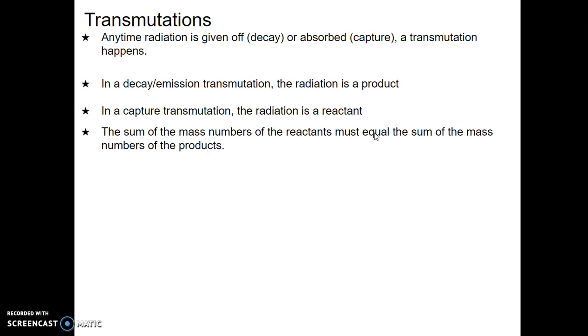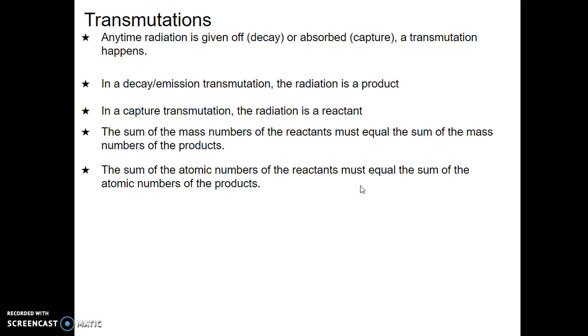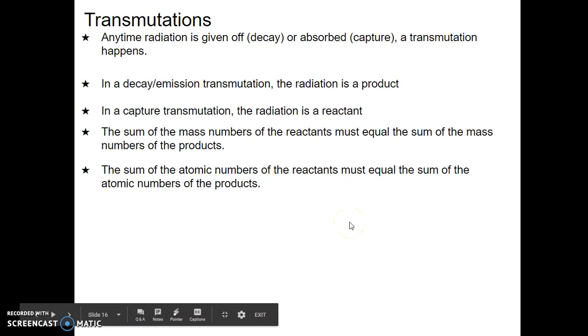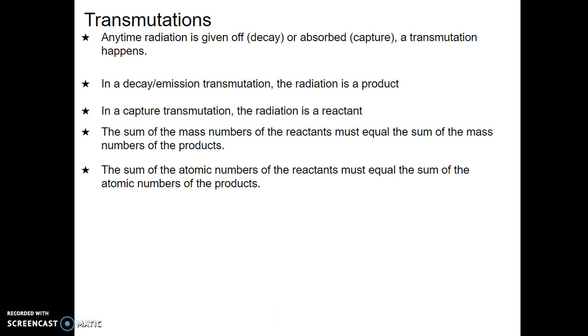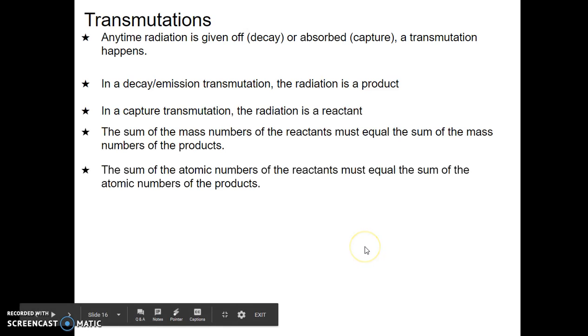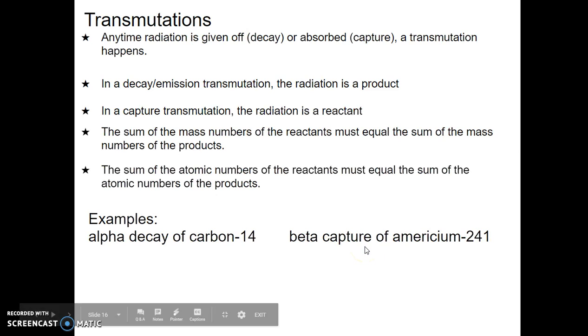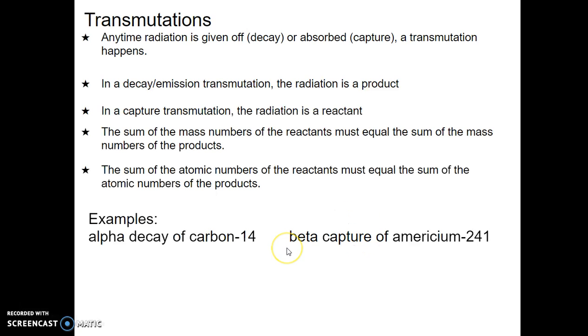So we do have to remember, there's always a way to check yourself. The sum of the mass numbers for the reactants must equal the sum of the mass numbers for the products. You can't lose mass, and you can't lose the number of protons. They just get transferred. So we can always keep track of what's happening and double check ourselves to make sure that we're doing these correctly by just counting the number of protons and neutrons on both sides of the equation.